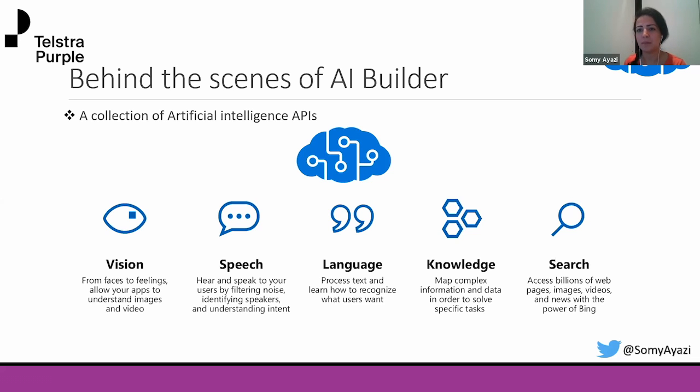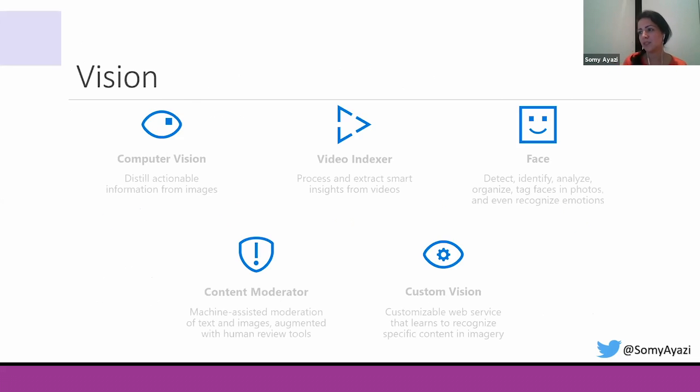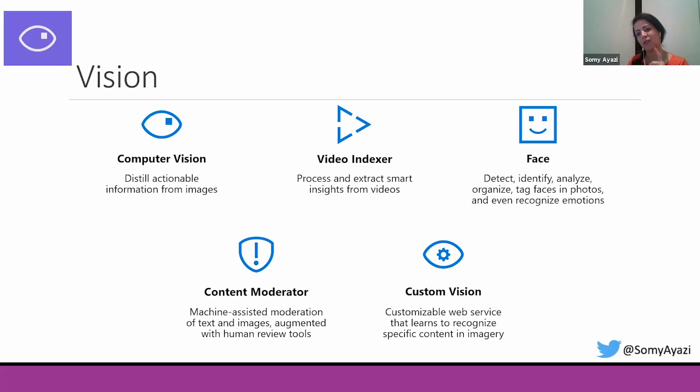So the 5 main cognitive services or APIs that are available for us are Vision API, Speech API, Language API, Knowledge API, and Search API. AI Builder is mainly focused on vision, speech, language, and knowledge as well. The Vision API will help us to detect objects, text, and faces. It actually describes whatever you see in an image. It tries to describe that image for you.